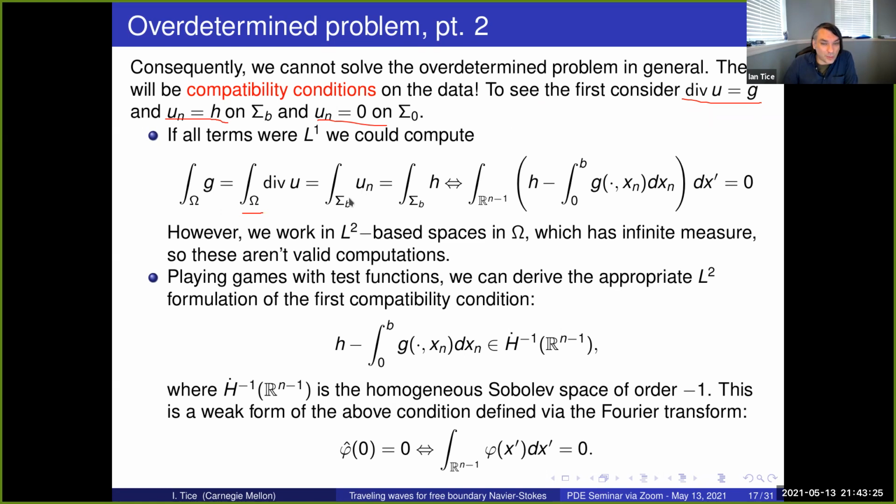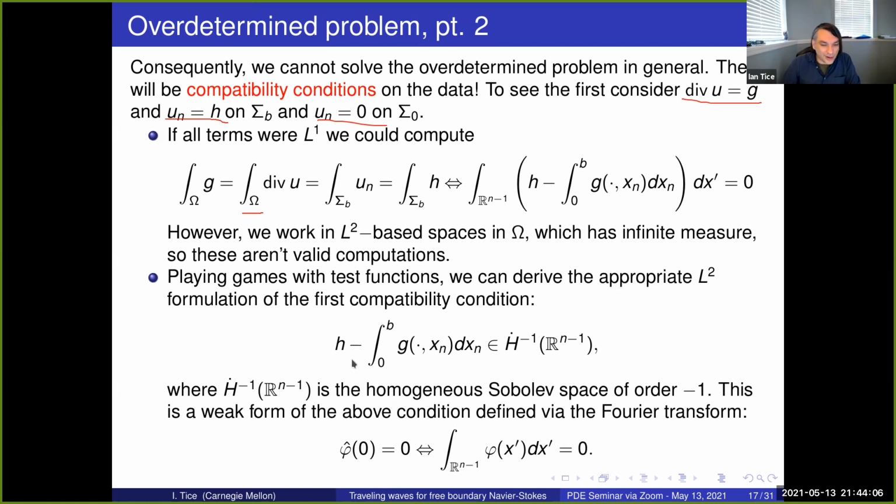Apply the divergence theorem, and what I'll get is the integral of the normal component of my velocity field on the top, which is just H. And this will then tell me a compatibility condition between the integral of G in the bulk and the integral of H on the top. However, there's a problem using this in our formulation because we're working with L2-based Sobolev spaces in a domain that has infinite measure. So we're never going to be able to verify that things actually belong to L1. So this simple calculation is not going to be available to us. Instead, we have to come up with a distributional version of this where we hit this system of equations up here with test functions and move things around.